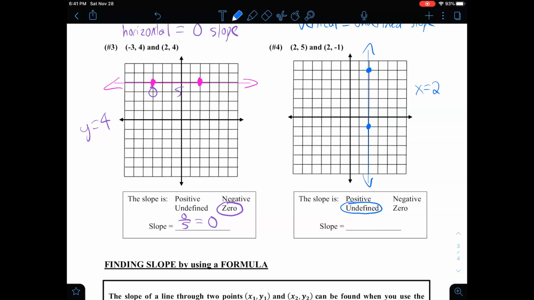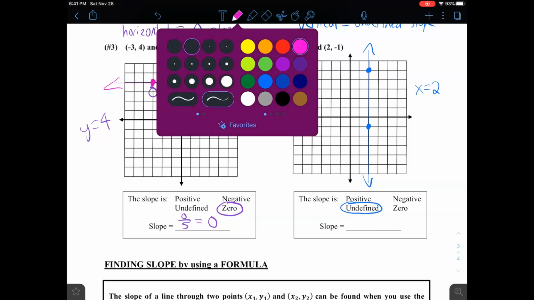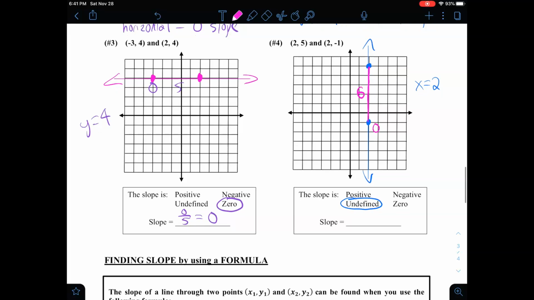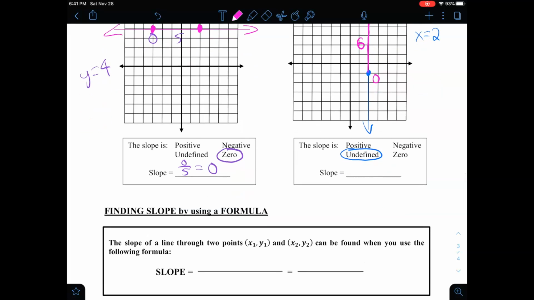So is there a rise? There is a rise. Use a different color. We have a rise of 1, 2, 3, 4, 5, 6. What's the run? Do we go left or right at all? We don't, so we're going to put a 0 there. So our slope, our rise over run, is rise 6 over run 0.